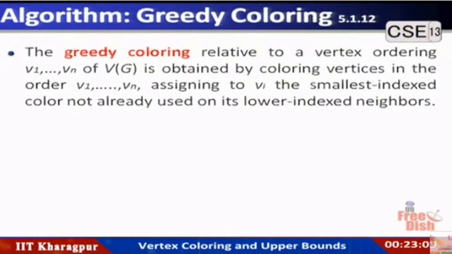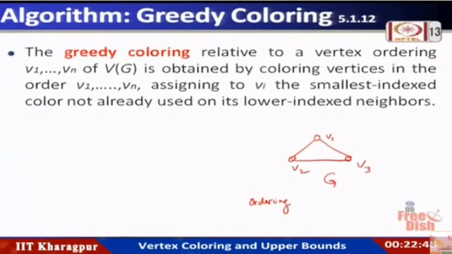So again I am explaining this algorithm. A greedy coloring algorithm is related to the vertex ordering. Let us take a simple graph with vertices V1, V2, V3. For a particular ordering, let us say V2, then V3 and V1, and we want to color in this order.